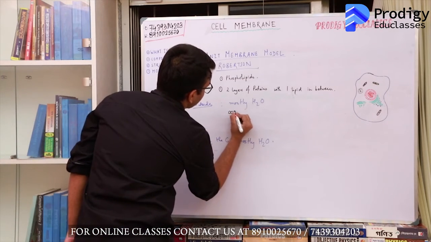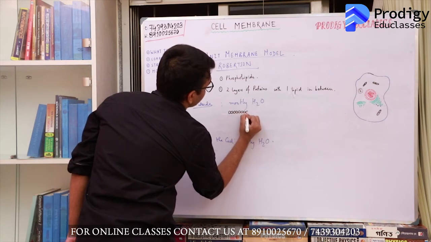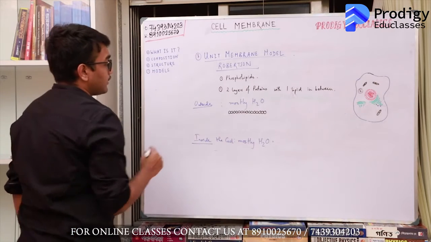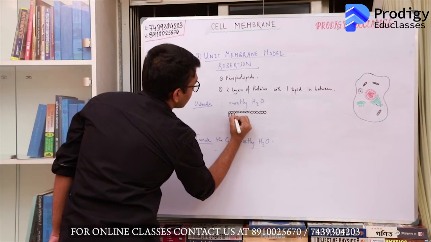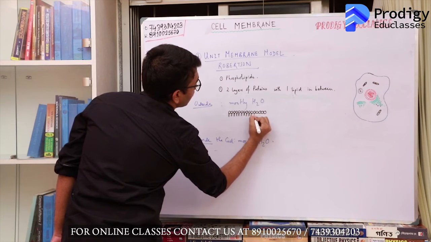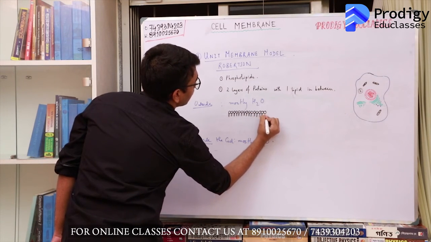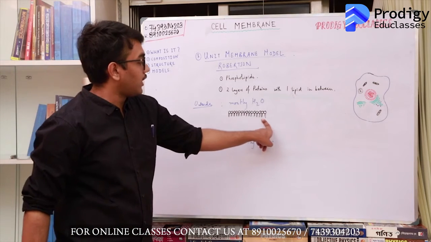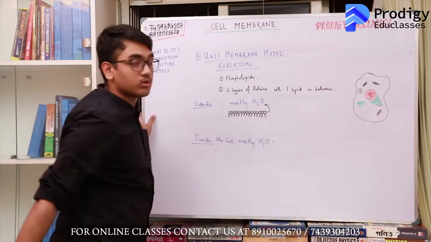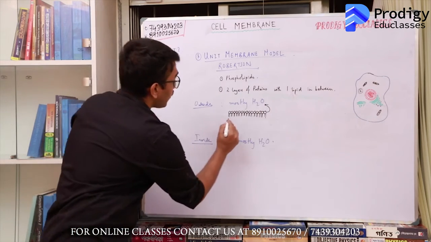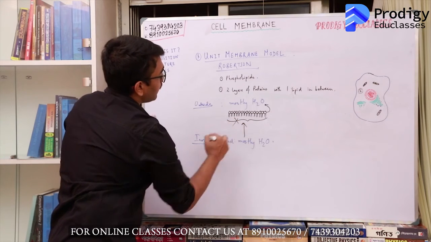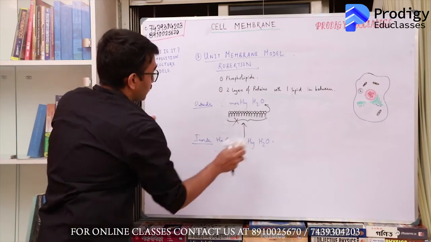If I arrange the lipids side by side, look, the heads are stable because these are hydrophilic and you have H2O over here. So the heads are stable. But what about the tails? There is mostly water here, so all of the tails are unstable. So this type of structure won't occur.